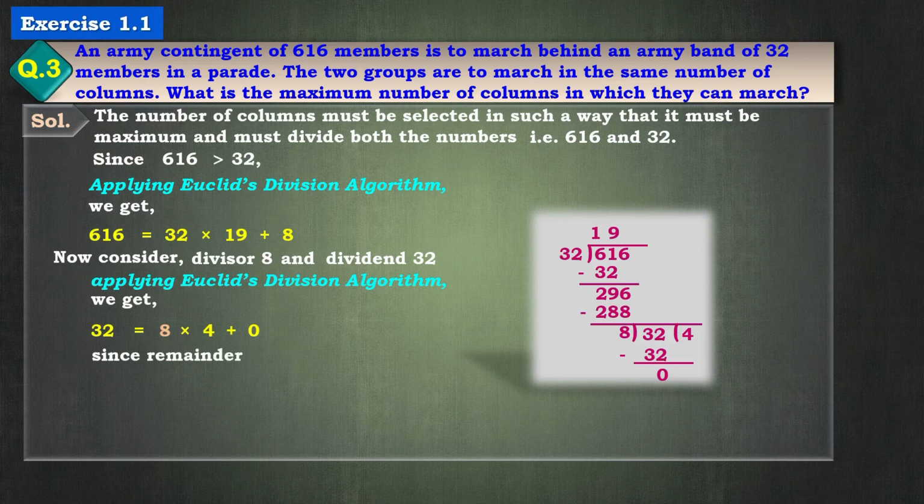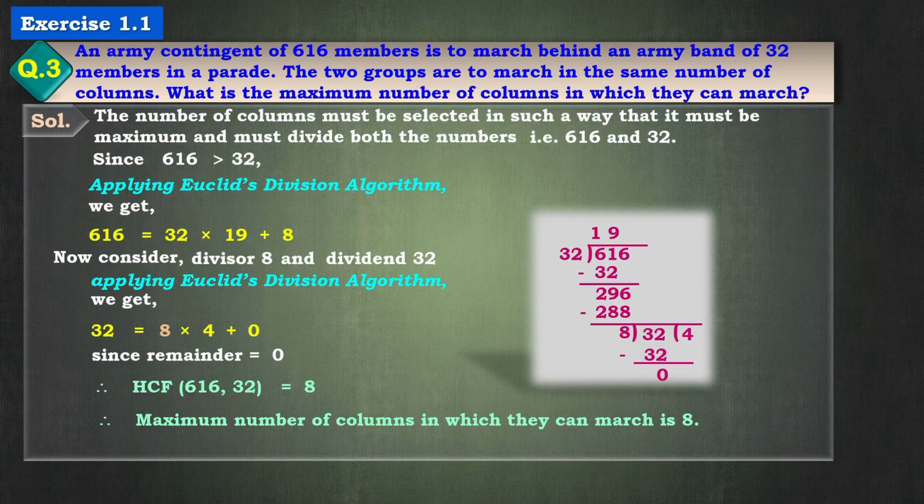So we know how to find the HCF. Whenever the remainder is 0, we consider the divisor as the HCF. So in this case, the HCF of 616 and 32 will be 8. So the maximum number of columns in which they can march is 8.